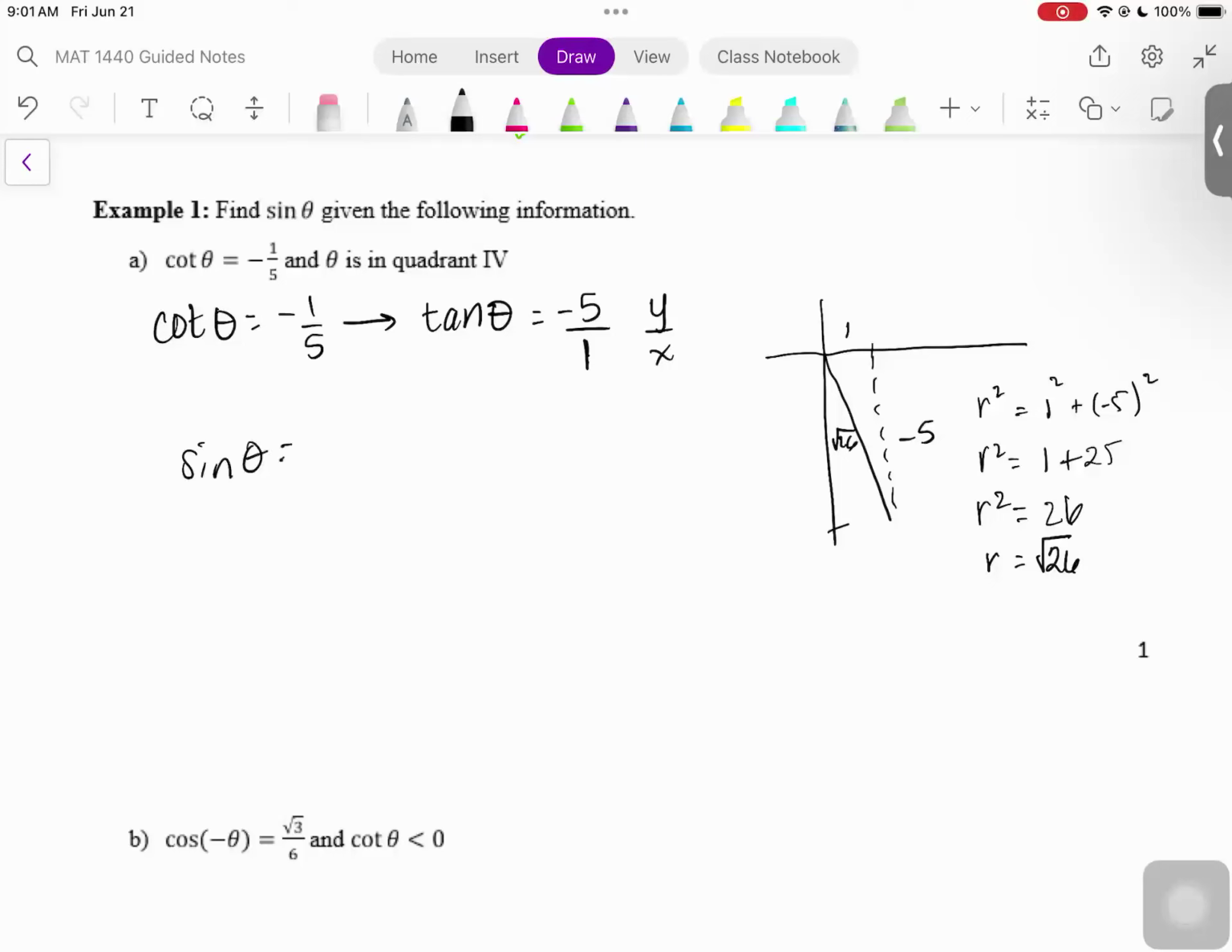And now that we have our triangle complete, we can evaluate sine of theta. Sine of theta is going to be opposite over hypotenuse, which is going to be negative 5 over the square root of 26. Since we always want to make sure that our denominator is rationalized, we're going to multiply by the square root of 26 over the square root of 26. Negative 5 times the square root of 26 over 26. And that's not going to simplify any further. So sine of theta is equal to negative 5 times the square root of 26 over 26. In this example, we were using the reciprocal identities, the reciprocal of cotangent being tangent.